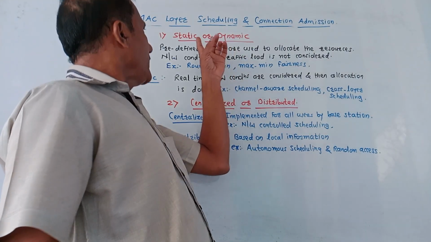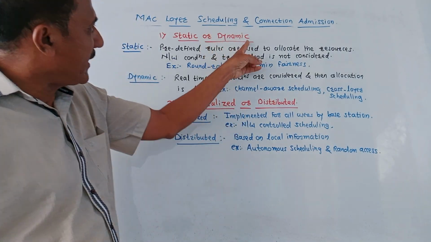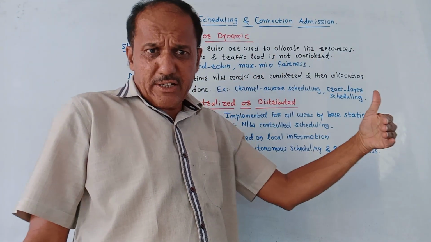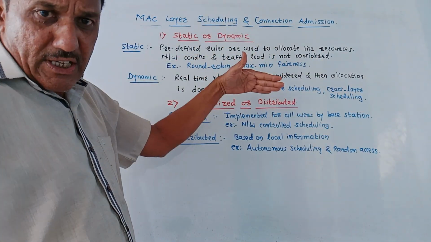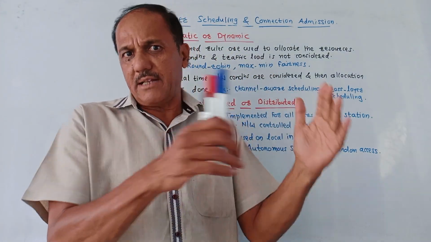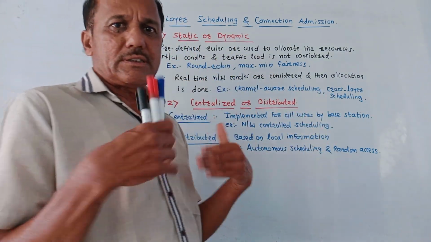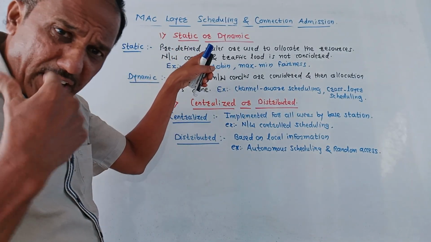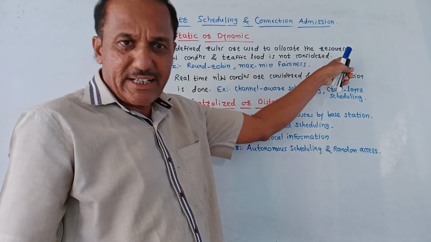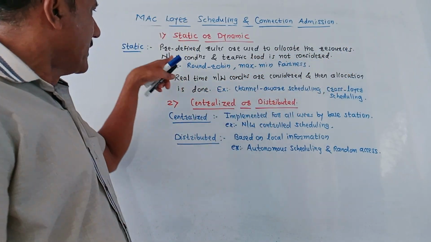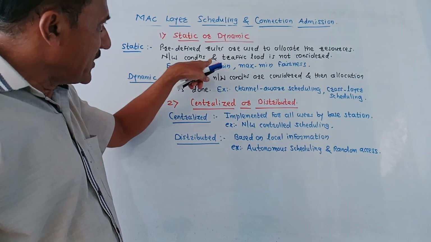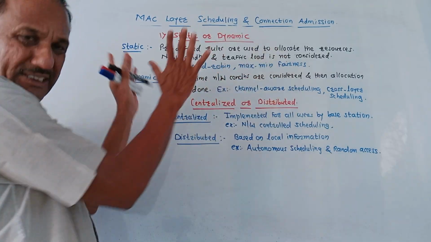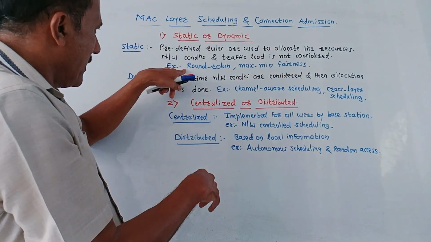Now the first type of scheduling is static scheduling or dynamic scheduling. From the name it is very much clear. Static means fixed. Scheduling is done on a fixed basis. Dynamic means it goes on changing depending on several parameters. So first of all, static scheduling. Certain predefined rules are used to allocate the resources to different users. In this case, network conditions and traffic load are not considered because it is a static situation.